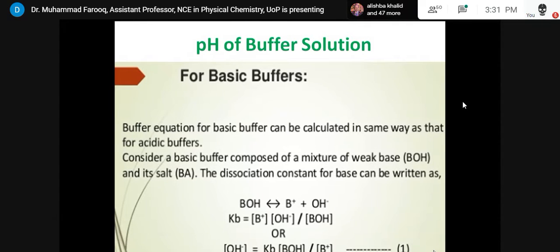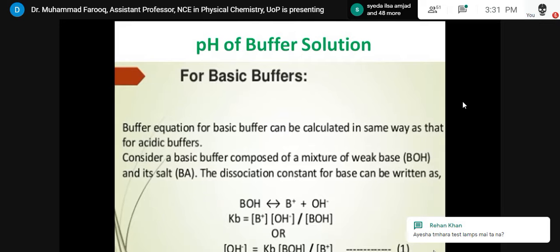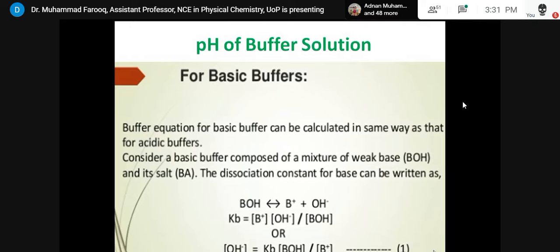This clear? Yes, sir. Now suppose that we have BOH, a basic buffer. When it dissociates, it will produce B positive plus OH negative. Again, the equilibrium constant or the dissociation constant is equal to Kb, B positive OH negative divided by BOH. Or we can write OH negative is equal to Kb times BOH divided by BH.